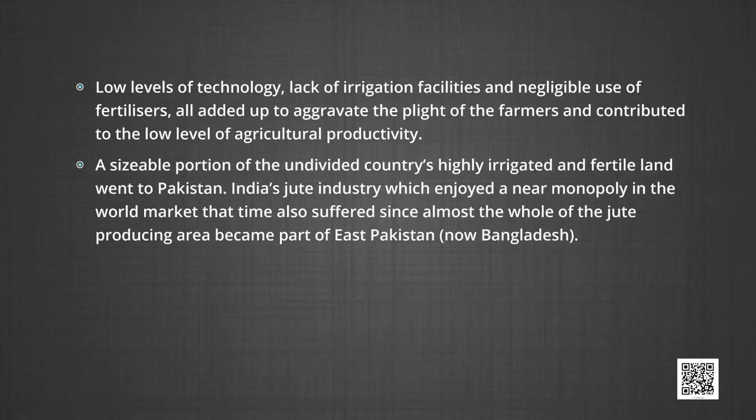Six, a sizable proportion of the undivided country's highly irrigated and fertile land went to Pakistan after independence. India's jute industry, which enjoyed a near monopoly in the world market at that time, also suffered since almost the whole of the jute producing area became part of East Pakistan, now Bangladesh.